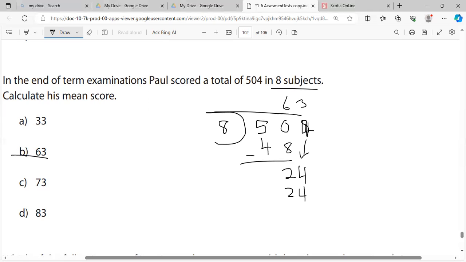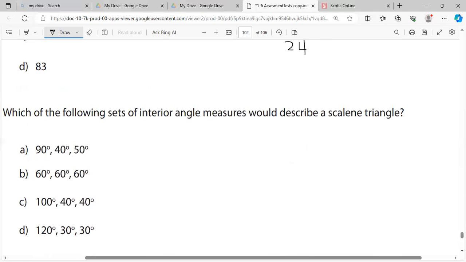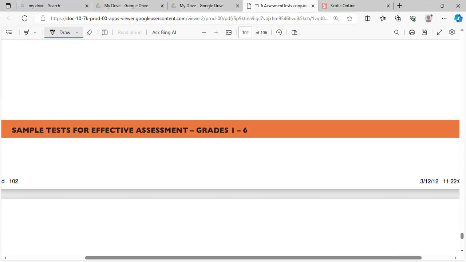Alright, let's see if we can find the next one. Which of the following sets of interior angle measures would describe a scalene triangle? Now, a scalene triangle has all 3 angles different, and all 3 sides are different. So let us focus on that. It's supposed to be 3 different angles, and that would be A, since A is 90, 40, and 50. All of the others have 2 angles equal. This one is equilateral. This one is an isosceles. This one is also an isosceles. Once you have 2 angles equal, that's an isosceles.